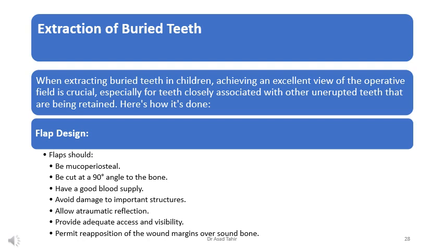Flaps should be mucoperiosteal. Be cut at a 90 degree angle to the bone. Have a good blood supply. Avoid damage to important structures. Allow atraumatic reflection. Provide adequate access and visibility. Permit repositioning of the wound margins over sound bone.